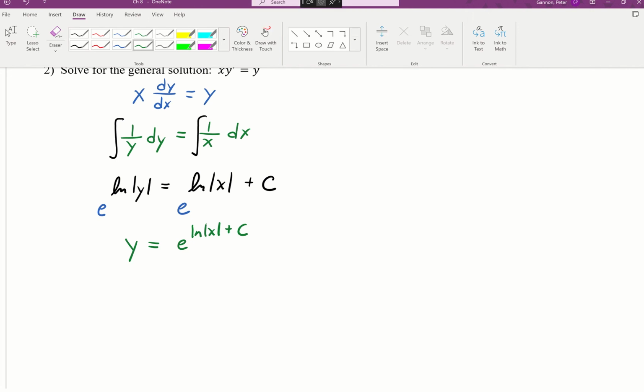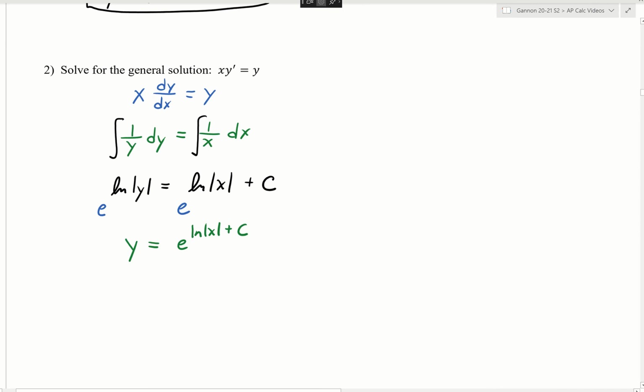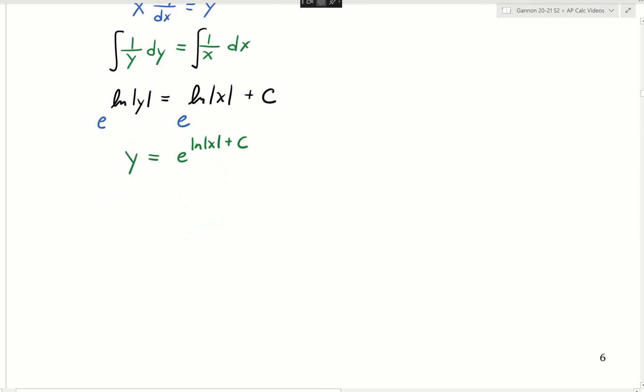But one thing that you are going to end up seeing is that this can be simplified and rewritten, and it uses properties of exponents. So you can think about this as e to the ln of x times e to the c. That comes from when you multiply exponentials, you add the exponents. So we're going the other way, where you have a base to a sum. The exponent's a sum, so we're basically splitting it up.